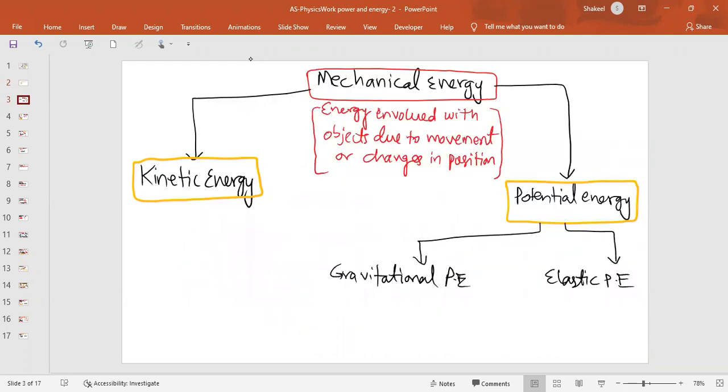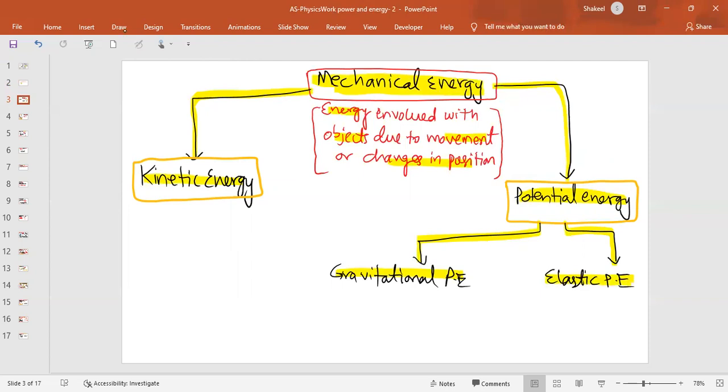So first of all, let's talk about mechanical energy. Mechanical energy is the energy involved with objects due to movement or changes in position. Based on its definition, mechanical energy is divided in two groups. The first group is the kinetic energy, and the second group is potential energy. Well, the potential energy is further subdivided in two groups. The first one is gravitational potential energy, and the second one is elastic potential energy.